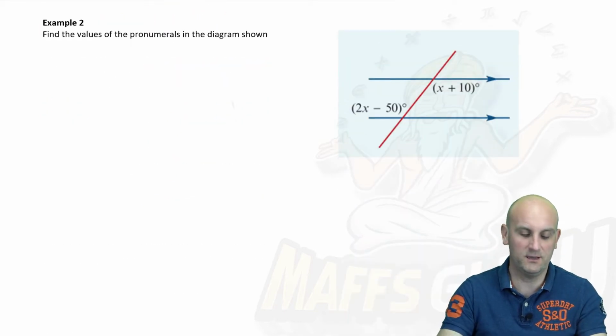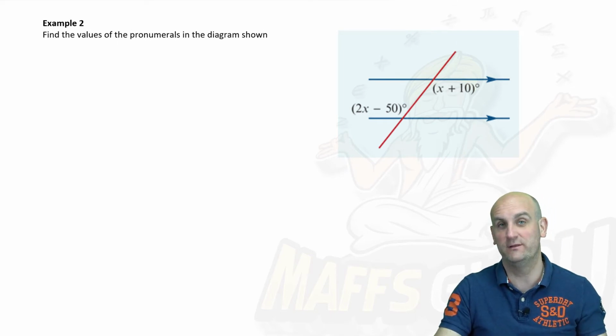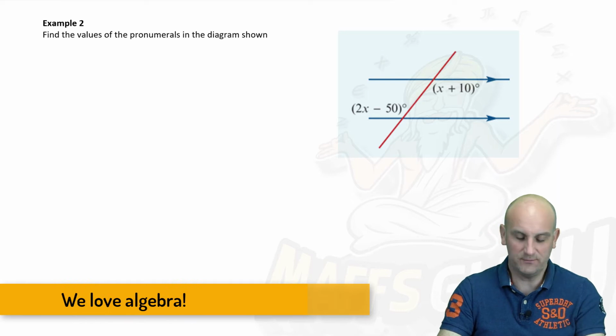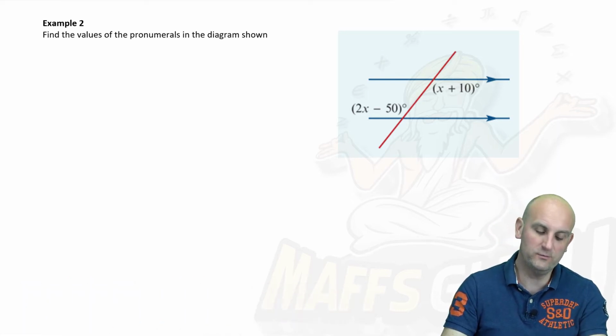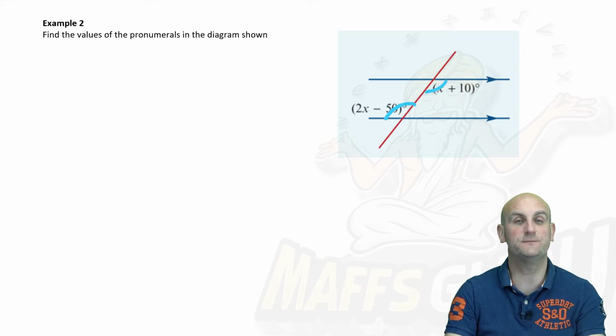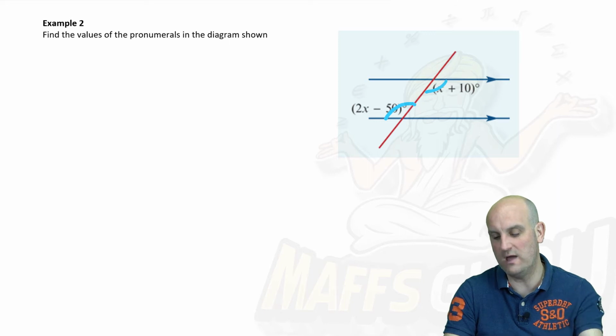Because as I've said to you a moment ago, we are going to start using algebra in this stuff. It's the way to try and trick you. But you can do algebra. This isn't a problem. So find the value of the pronumerals in the diagram below. So we have this angle here, obviously, and we have this angle here. So I'm going to ask myself the question, F, U, Z, or X?